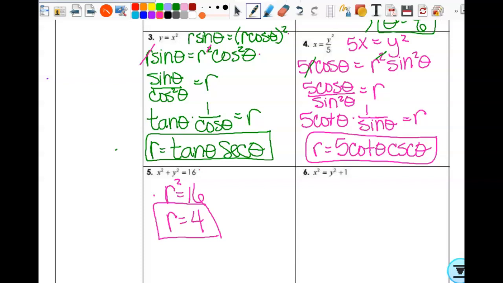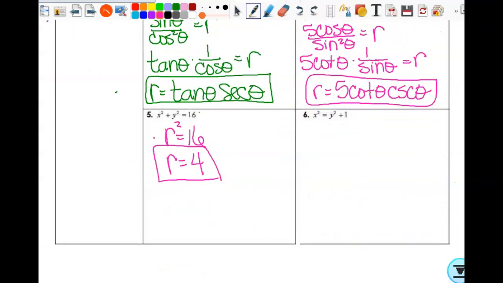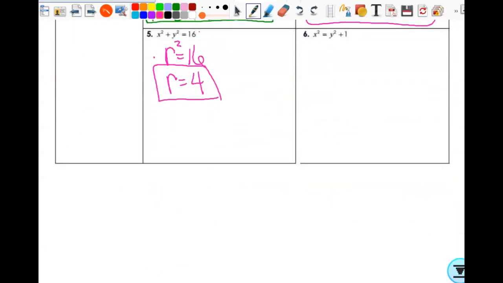Everybody good with that? Okay, now on 6, I have an x squared and a y squared, but they're not being added. And when I put all my variables on one side, they're actually going to end up being subtracted. So this is going to be x squared minus y squared equals 1. So that's not r squared equals 1. So I need to actually substitute in for x, substitute in for y. So when I substitute in for x, I'm going to get r squared cosine squared theta minus r squared sine squared theta equals 1.